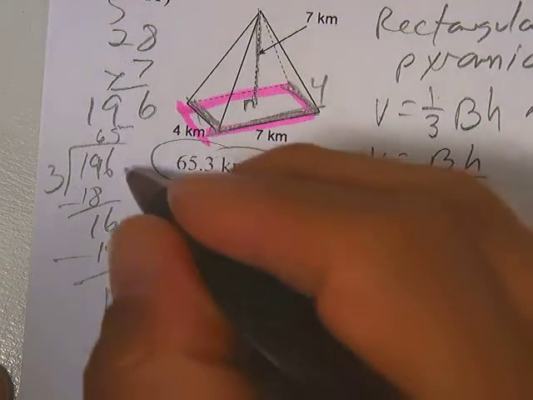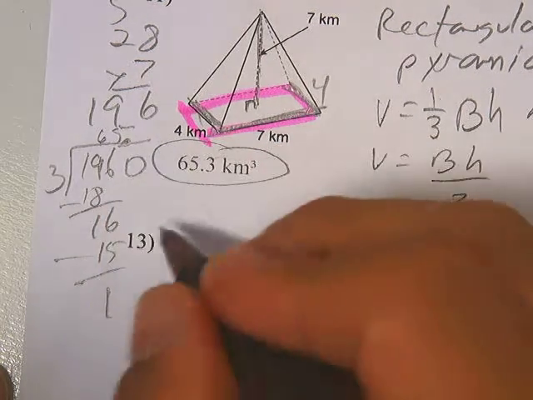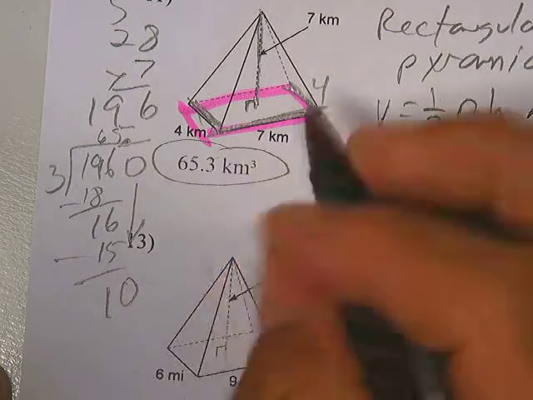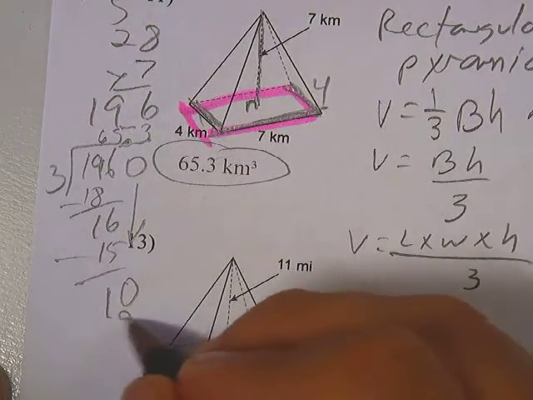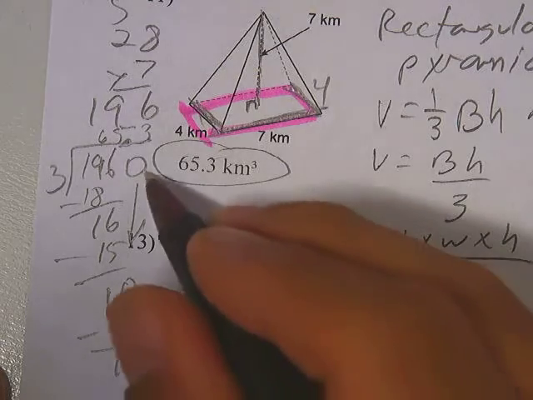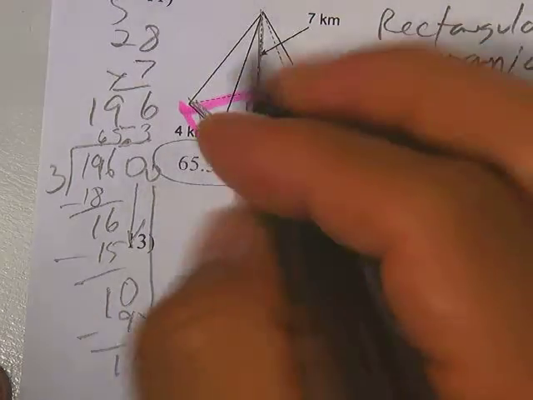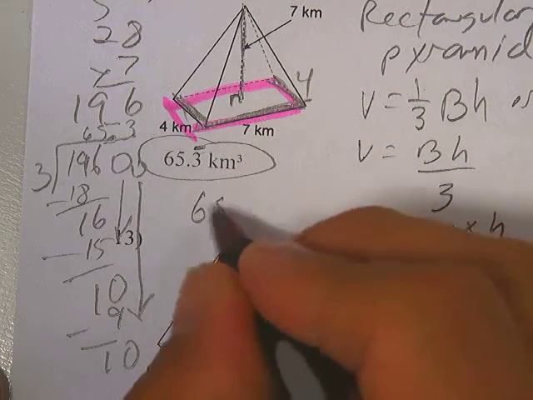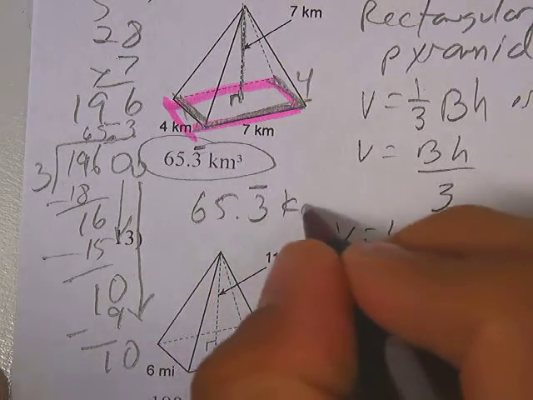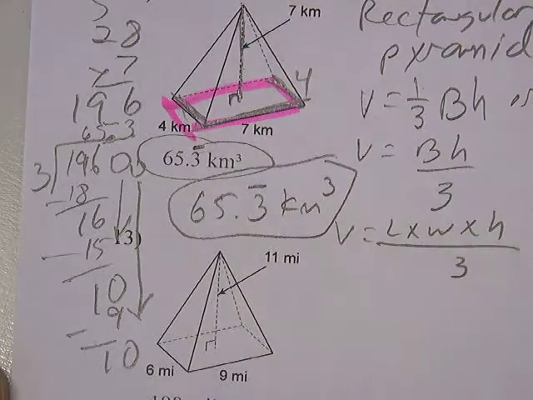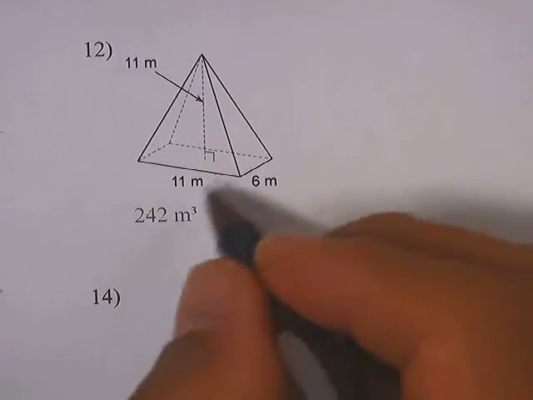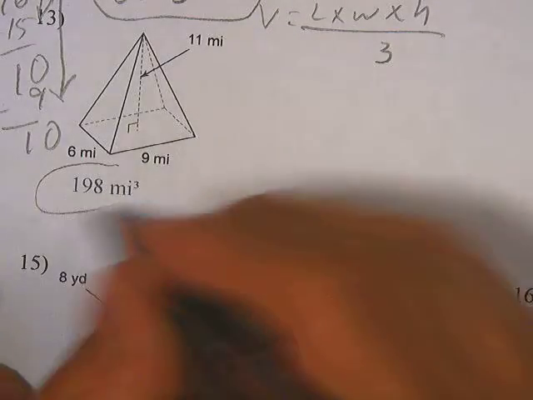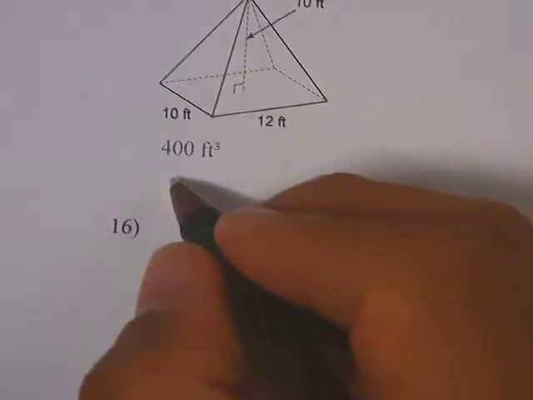196 divided by 3. 3 goes into 19 6 times, 1 left over, 16 into 3 is 5, 15, and the 1 left. Add a 0, so we add a decimal. 10, so 3 goes into 10 3 times, 9, 1 left. And you can see what's going to be happening. It's going to repeat. So here, I know it's going to be 65.3 tenths repeating, written in bar notation, and that's the answer.